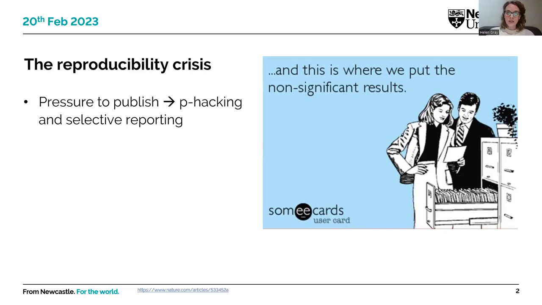P-hacking, if you haven't come across this term before, means that researchers may continue to analyze their data in different ways until they gain a result which supports their hypothesis, normally a significant result. And selective reporting is otherwise known as cherry picking. This means that we pick the results that we want to publish in our paper that help to tell our story and fail to report any other results which do not support our hypotheses.